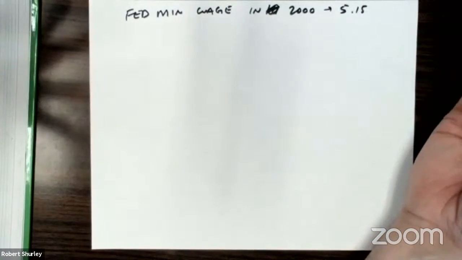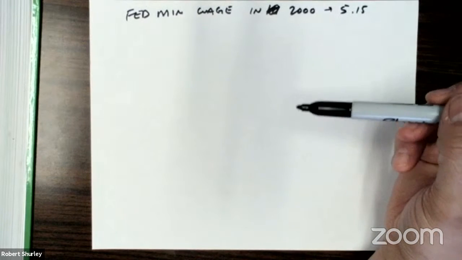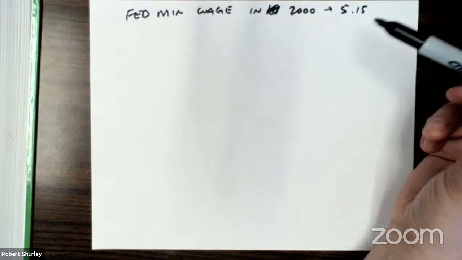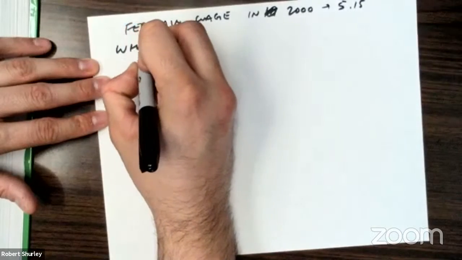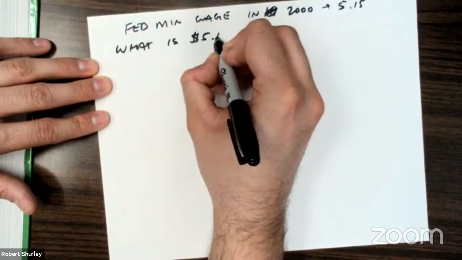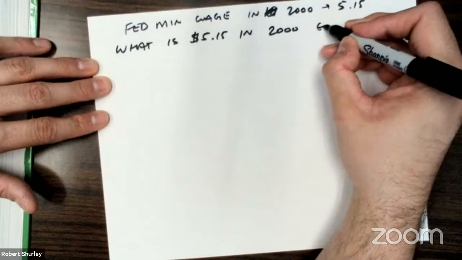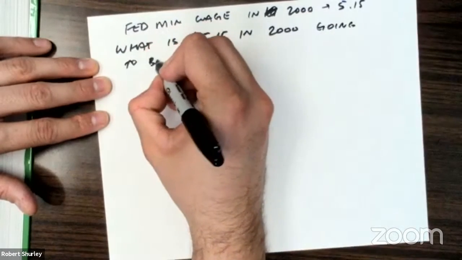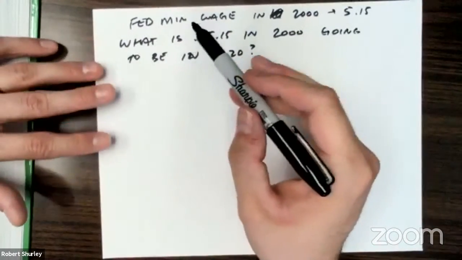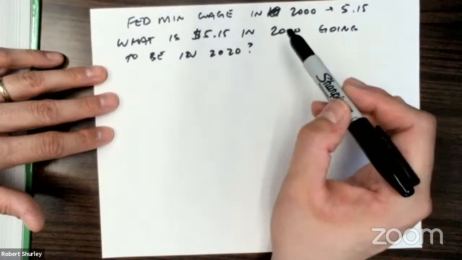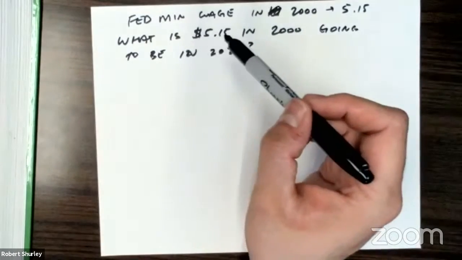So we know the current federal minimum wage is 7.25. Let's see if it should be above or below that if you include inflation. Okay, that's what we're going for. So what is $5.15 in 2000 going to be in 2020? And you could say this a few different ways. What could $5.15 buy in 2000 compared to 2020? What could it buy now? That's another way to think of it. We're just using 5.15 as the minimum wage.